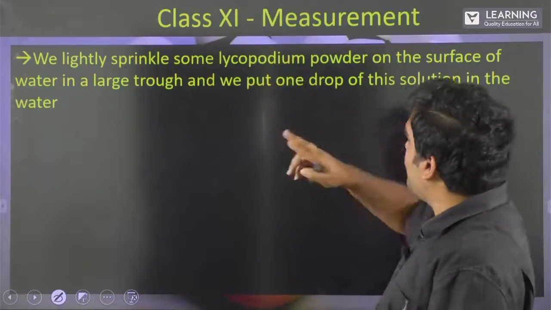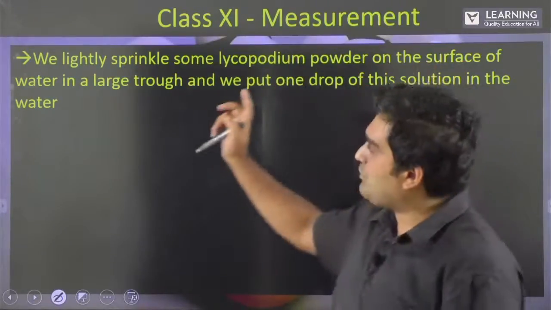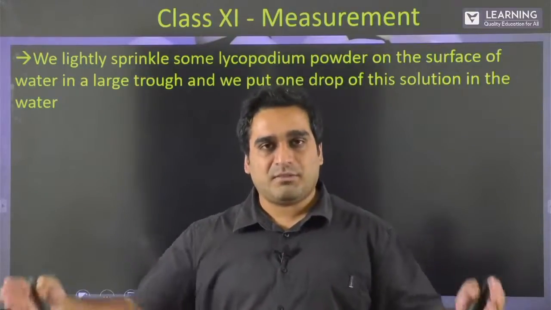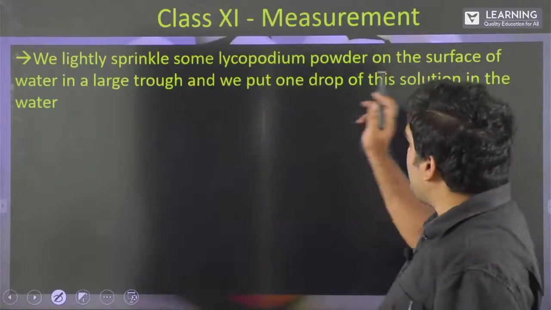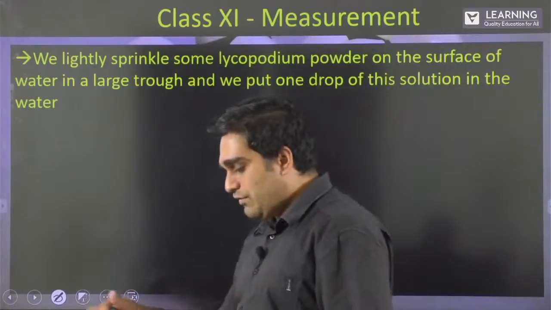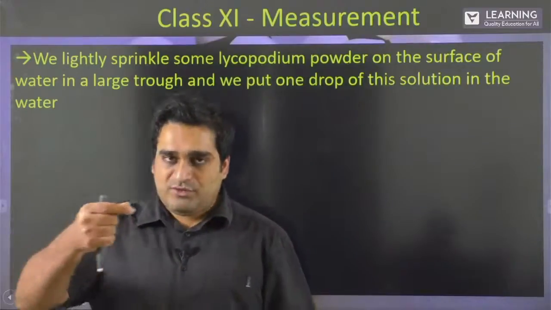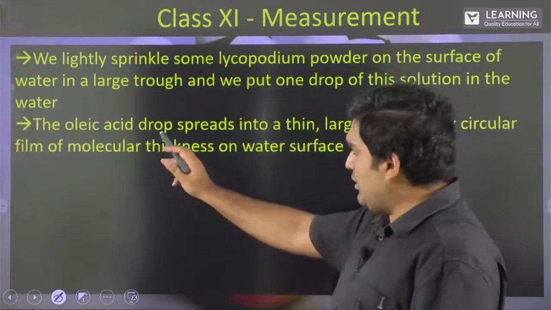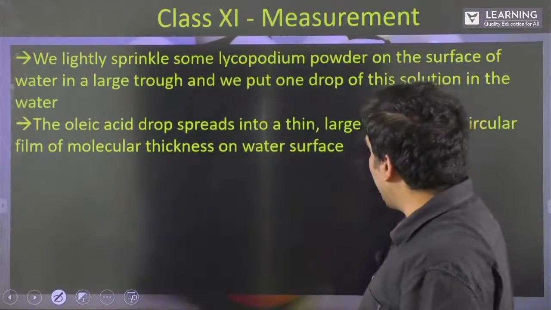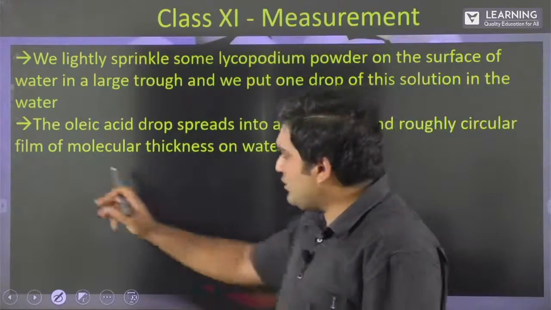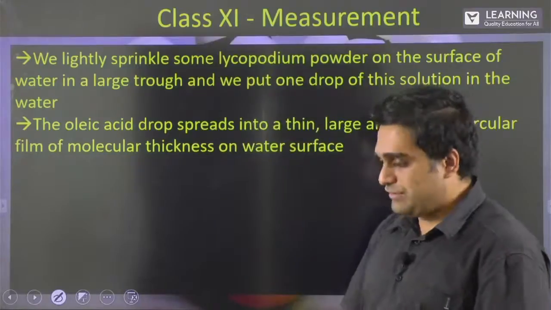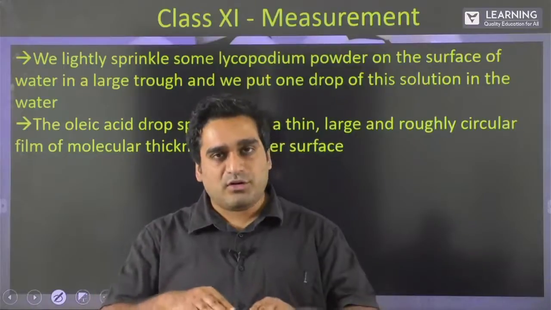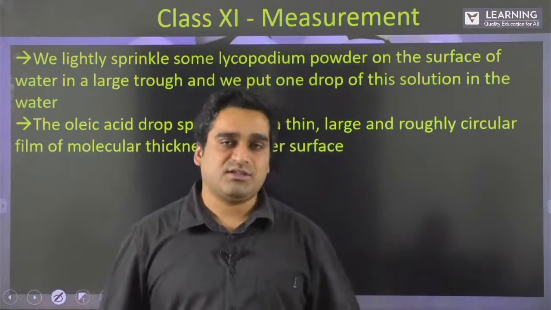Then we sprinkle lycopodium powder on the surface of water in a large trough, as in a dish. Think of a plastic plate or plastic dish, and we put 1 drop of the solution in water. Then the oleic acid spreads into a thin and large, roughly circular film of molecular thickness on the water surface. So 1 drop of oleic acid which you put on water will spread out evenly in a circular shape.